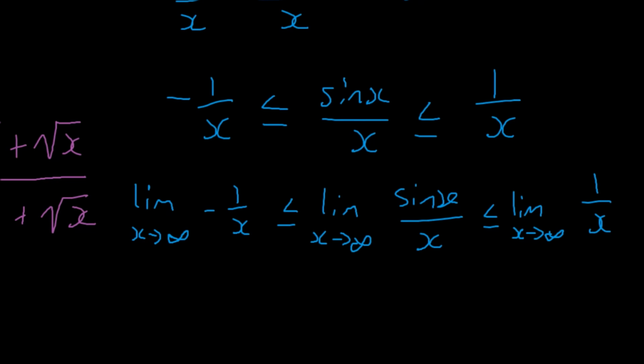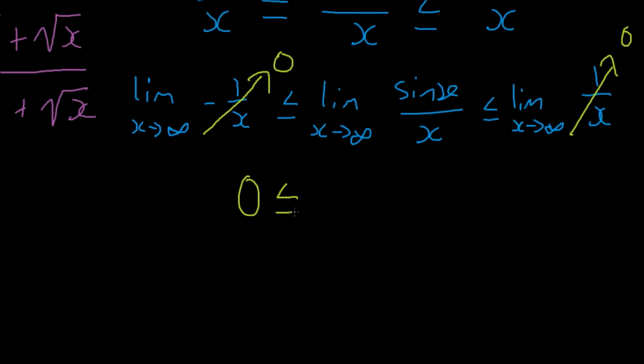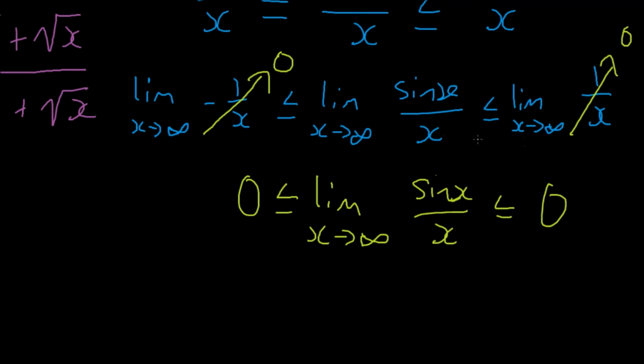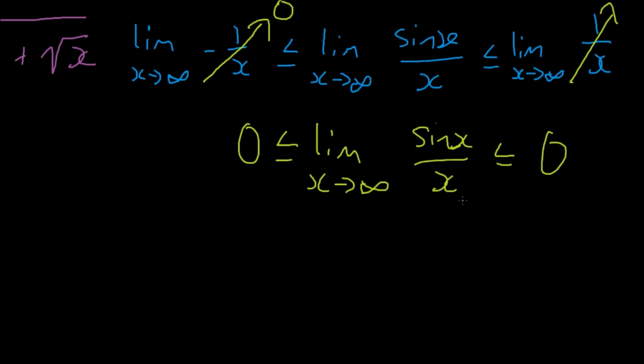And now you can see that these two edge terms are going to get closer and closer to 0. The 1 over x's approaching infinity always get closer and closer to 0. So this gives us our statement that 0 is less than or equal to the limit as x approaches infinity of sine x over x less than or equal to 0. I mean, it couldn't be any more obvious. If it's between 0 and 0, using the squeeze theorem, we know that this limit has to reach 0.